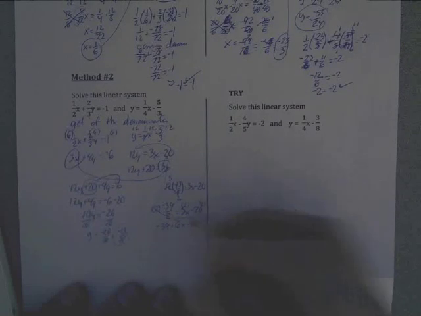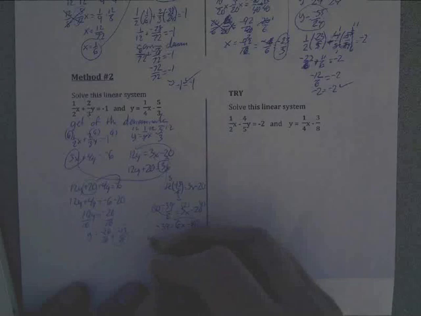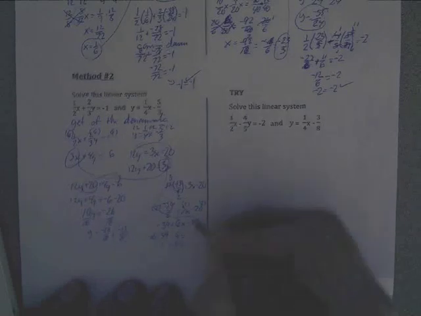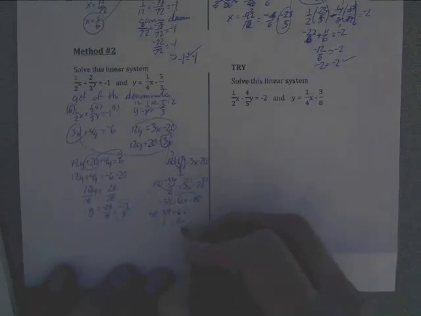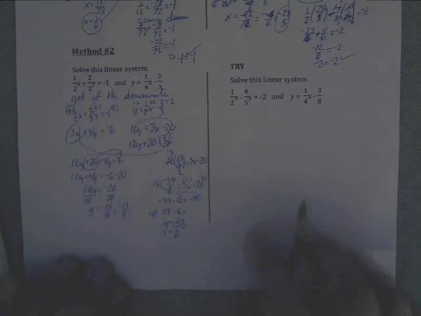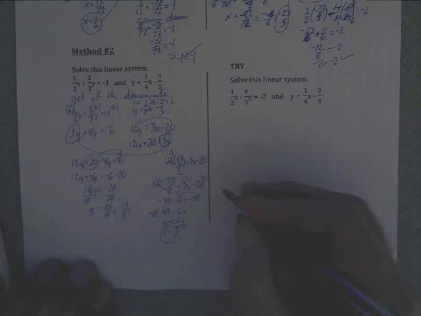Bring it over. So I get 40 minus 39 is equal to 6x. 1 is equal to 6x. x is equal to 1 over 6. Divide by 6, divide by 6. So there's my two answers. Plug it in the other equation.